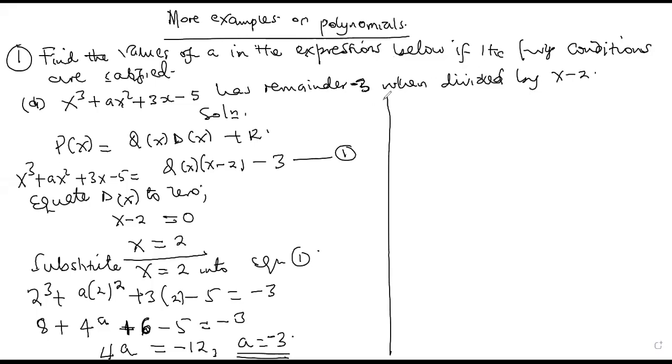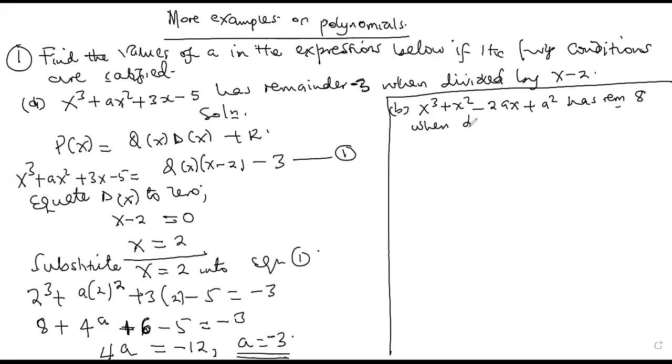Another example is where we have part B. If you have x cubed plus x squared minus 2ax plus a squared has a remainder 8 when divided by x minus 2. When you divide it by x minus 2.